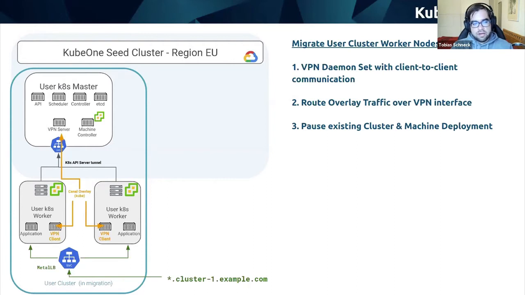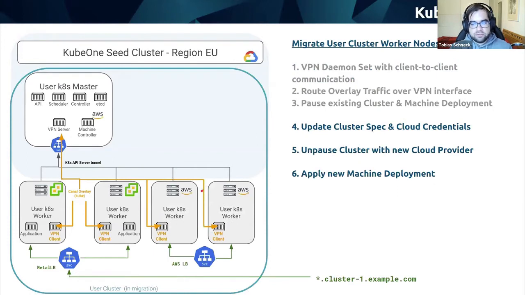The first step to migrate is now to deploy a VPN daemon set. This VPN daemon set ensures that we have a VPN client at every worker node. This opens a new interface in the worker node, and we route the traffic from the VPN interface through our kernel to our dedicated overlay. For that we need to pause the cluster, because our cluster is controlled by a cluster controller, and this cluster controller would then reconcile the machine deployments and the VPN servers. So to ensure that this does not happen, we pause the cluster to make some patches there.